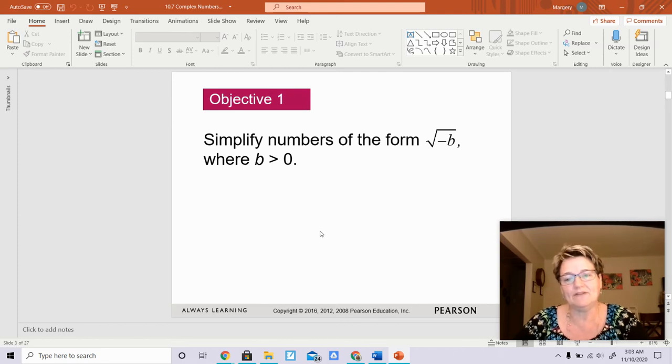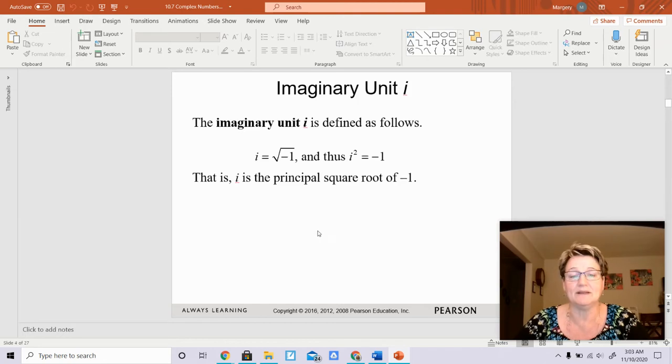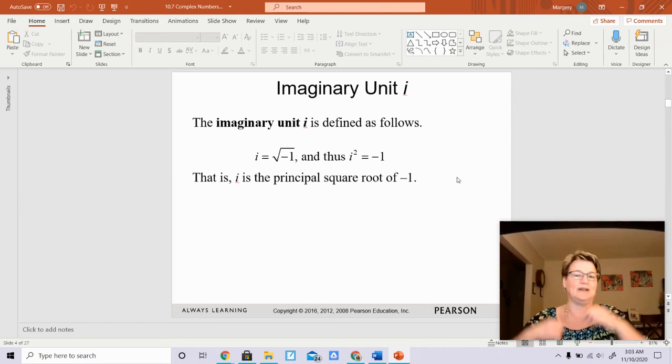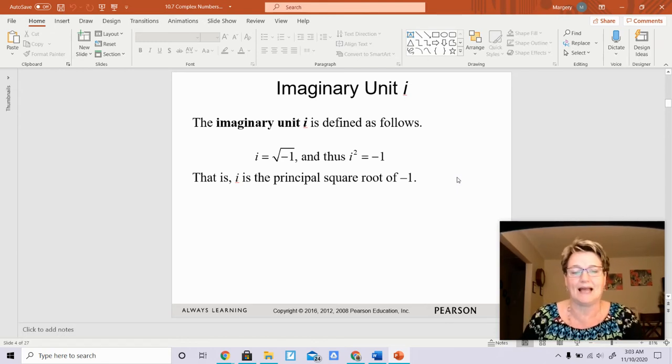When you have a negative number under the radical, you're going to have something called an imaginary number. Now, the imaginary unit, i, is defined as follows. If you have the square root of -1, it is equal to i. When you have i squared, it is equal to -1. This is something that you're going to have to remember from now until we're finished with this entire chapter and this entire class.